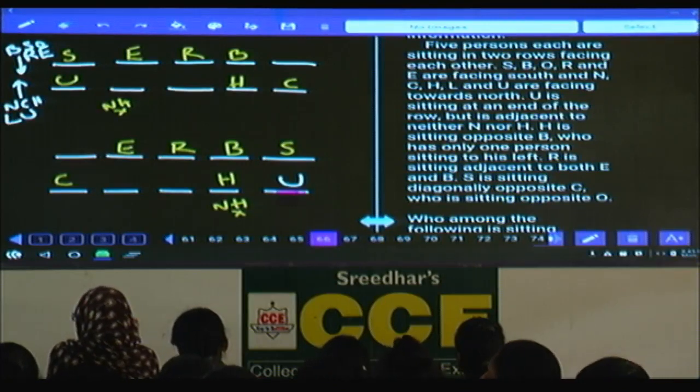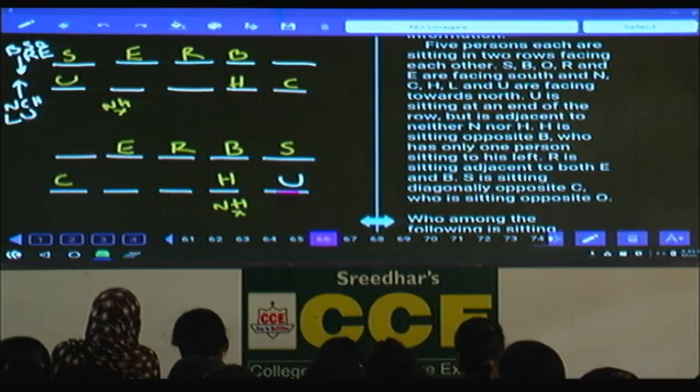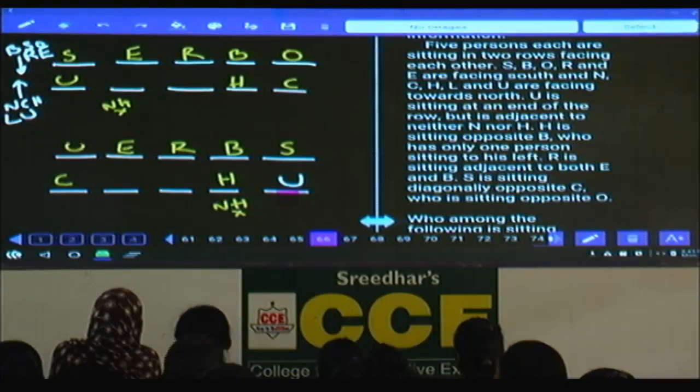And C is sitting opposite to O. C is opposite to O. Here also C is opposite to O. Isn't it? C is opposite to O.